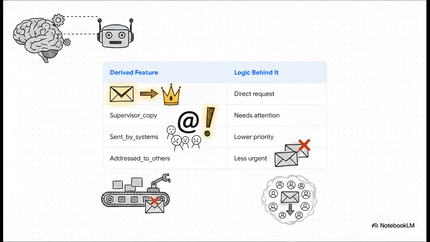But it goes way beyond just words. The researchers programmed some brilliant human logic into the AI by creating derived features. For instance, if an email is sent only to you, the AI flags it as highly important. Makes sense, right? If your supervisor is in the CC line, you better believe the AI learns to flag that for your attention. On the flip side, if you're just one of 50 people CC'd, or if the sender is an automated system, the AI learns to treat it as lower priority. It's essentially capturing the unwritten rules of corporate communication.